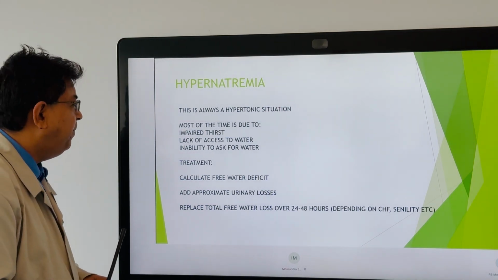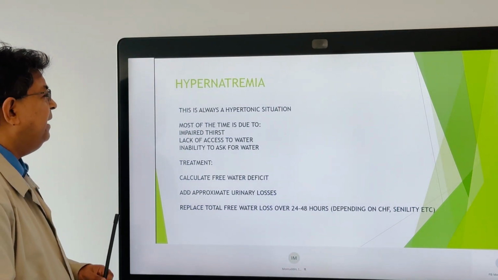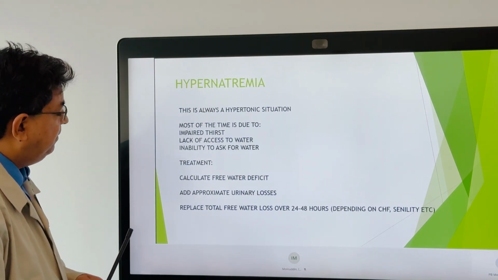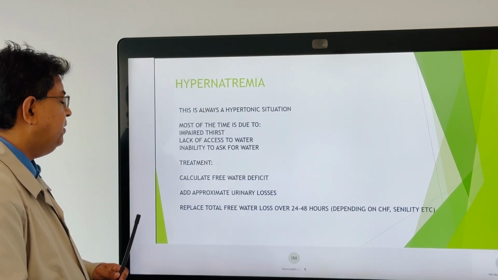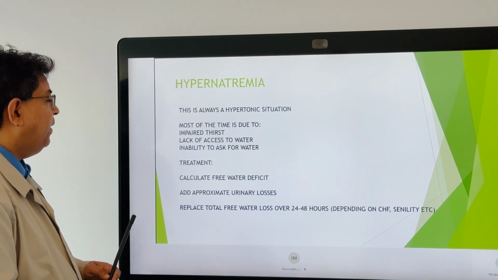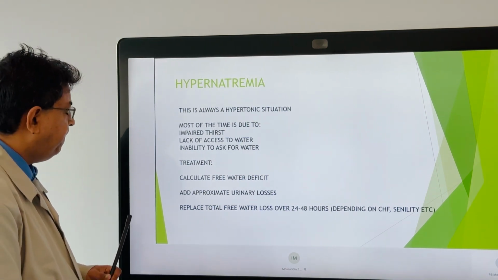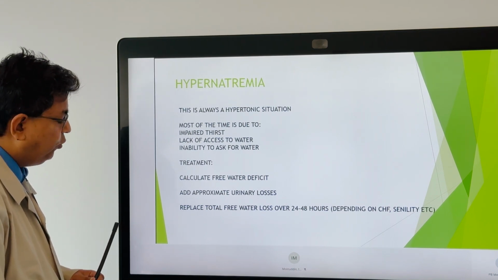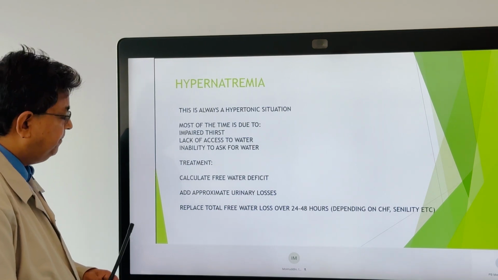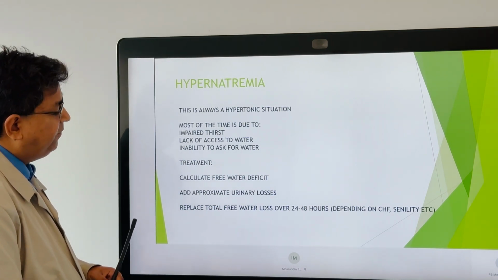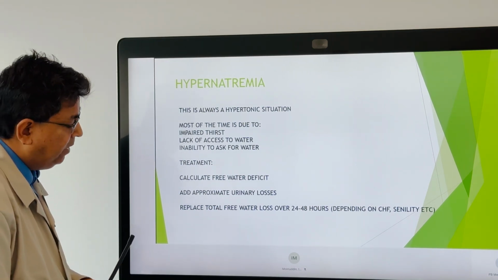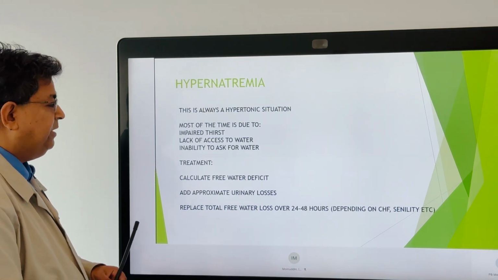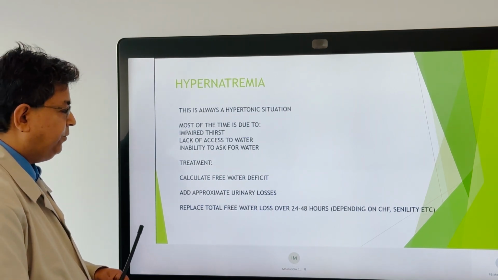Let's move on to hypernatremia. Hypernatremia is always a hypertonic situation. Most of the time, it's due to impaired thirst, lack of access to water, or inability to ask for water. The treatment is to calculate the free water deficit, add approximate urinary and insensible losses, and replace the total free water loss over 24 hours, or extend it to 48 hours if there is marked congestive heart failure, senility, etc.